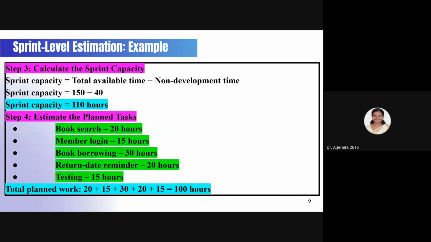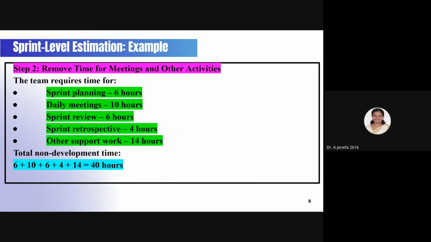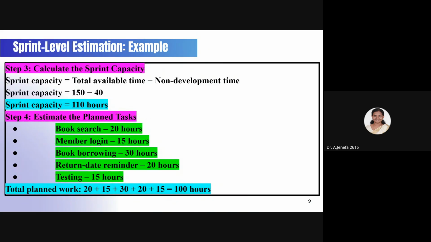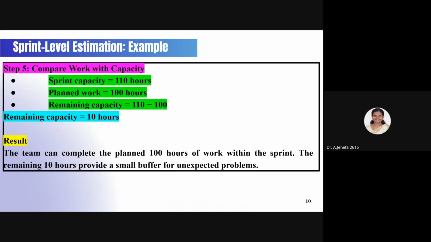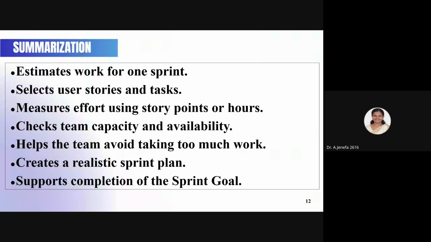Okay, so this is the estimation we do at the sprint level. More or less all the calculations you see in project level, release level, and sprint level are the same, but you need to remember the formula. The formula is very important. Total available time calculation, remove time for meetings and other activities, sprint capacity, estimate the planned tasks, compare work with capacity. So this is an example, and I have also given another example for sprint level estimation. Go through this example. It's also very easy.